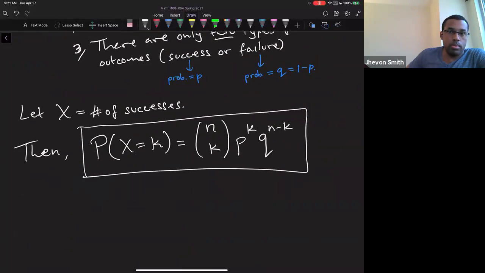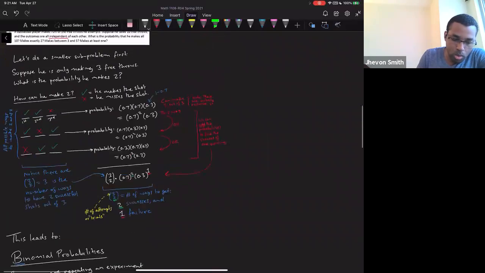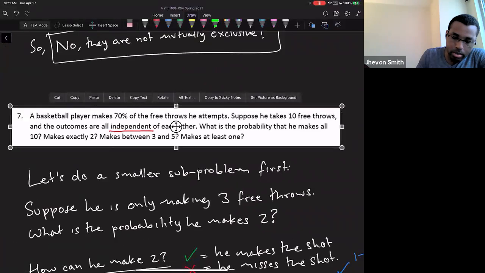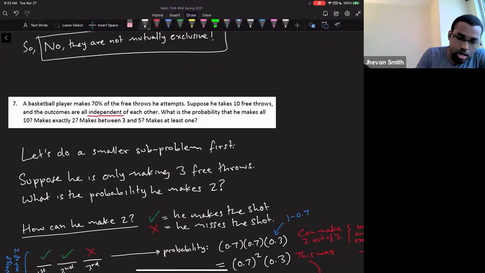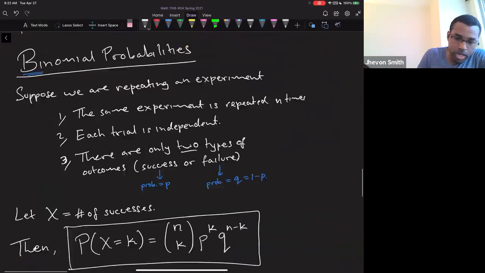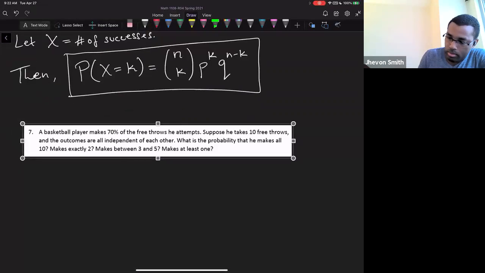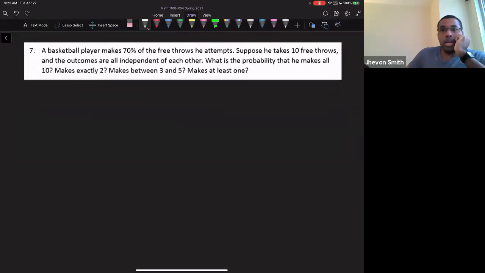So that's called a binomial probability. And we'll talk about it a little bit more next time. But just to quickly go through this, it turns out that once we know that, the rest is not going to be bad. So now we can go back to this problem.